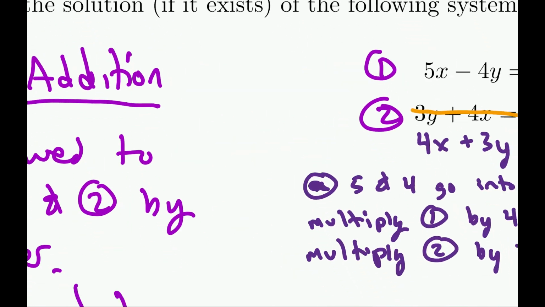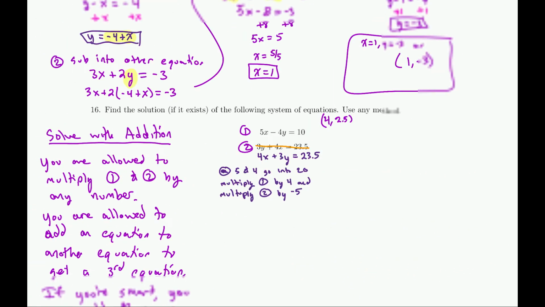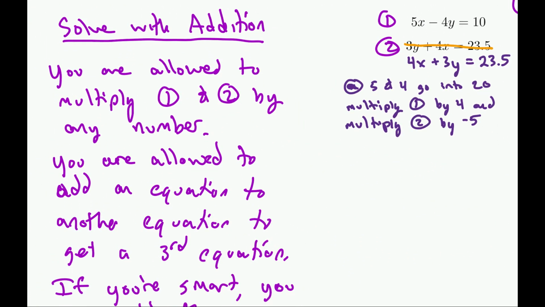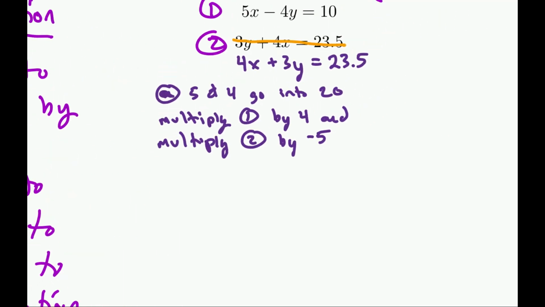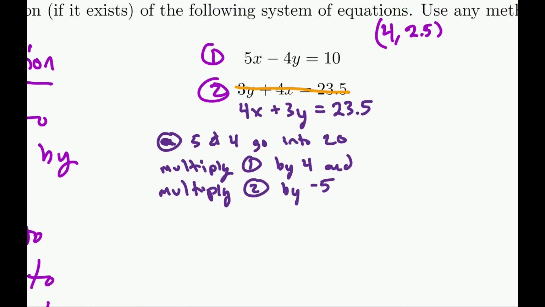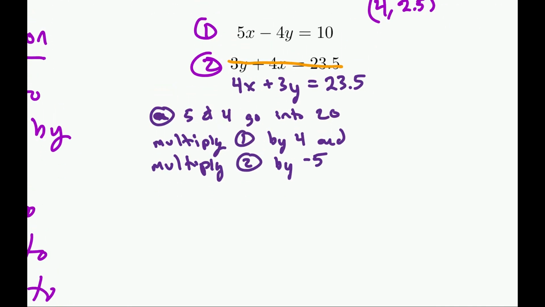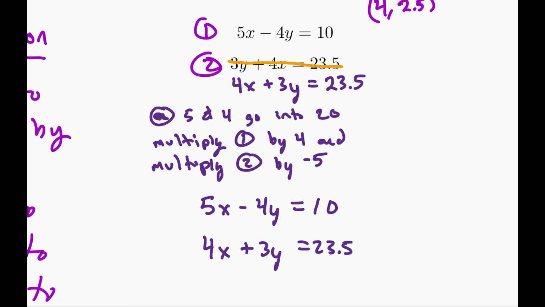I'm allowed to do that because, trying to zoom out, we are allowed to multiply equations 1 and 2 by any number. So I'm going to multiply 1 by 4 and 2 by negative 5. Let's do it. Let me just rewrite them. I've got 5x minus 4y equals 10. And the other one is 4x plus 3y equals 23.5.